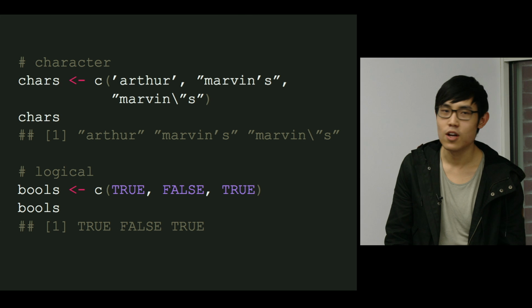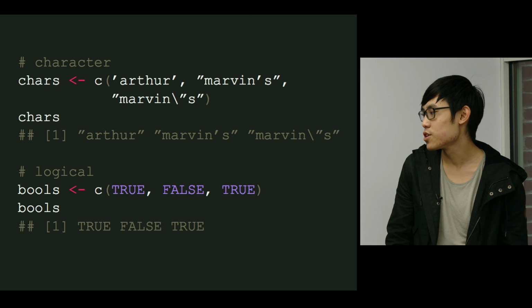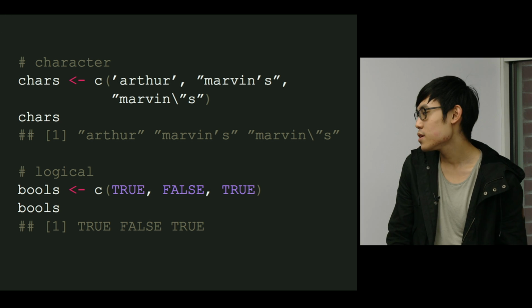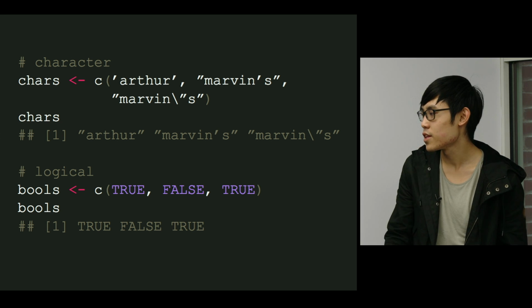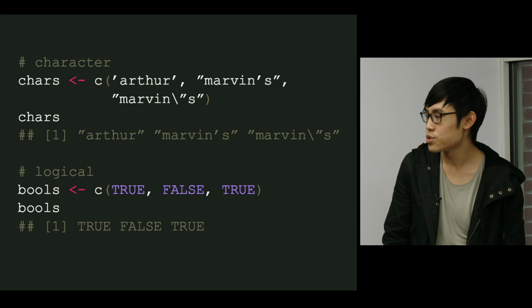And finally, we also have logical vectors. So logical, so TRUE and FALSE, and they're going to be all capital letters. Then again, I'm concatenating them and assigning them to bools. So bools is going to show you TRUE, FALSE, and TRUE.